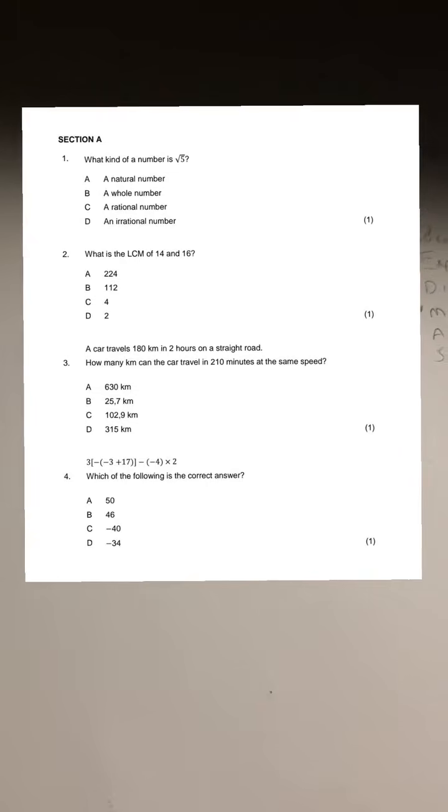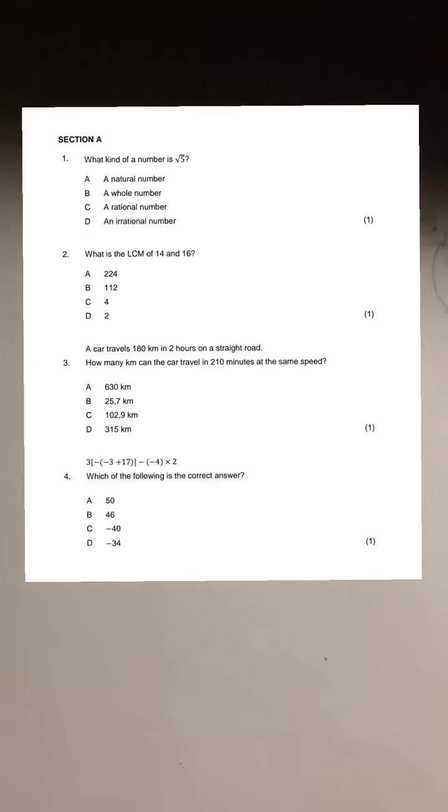So if you go to your answer again, we have D. Which of the following is the correct answer? It is D. Guys, how many times have we selected D? In Section A, what kind of number was square root of 5? The answer was D, an irrational number. What is the LCM of 14 and 16? We did calculate number 2.